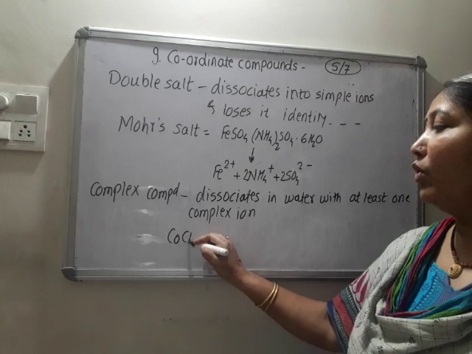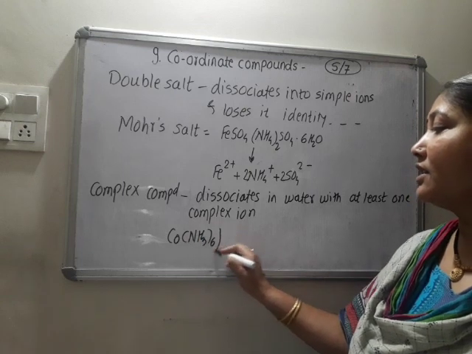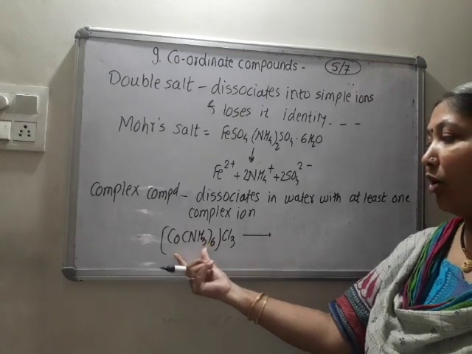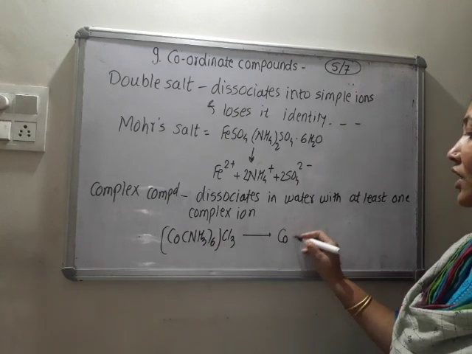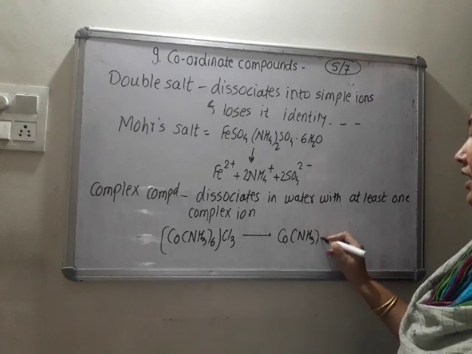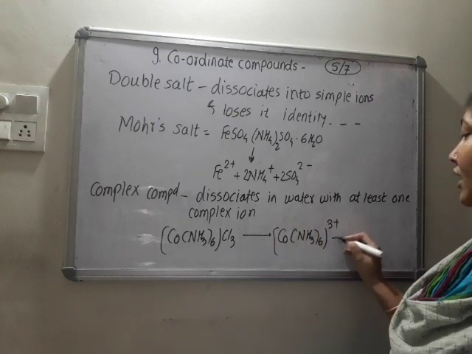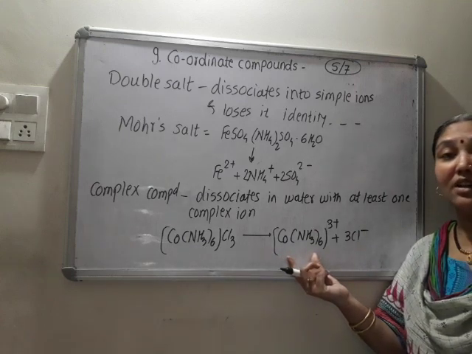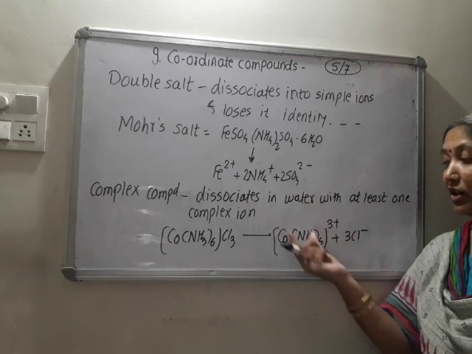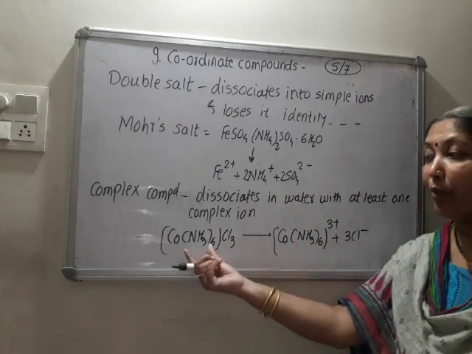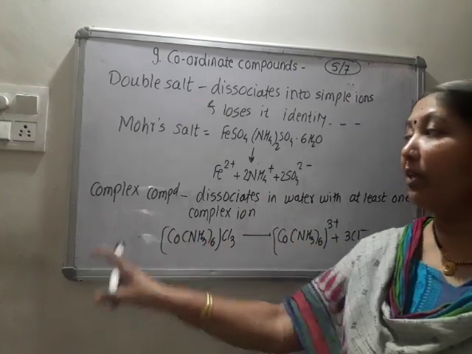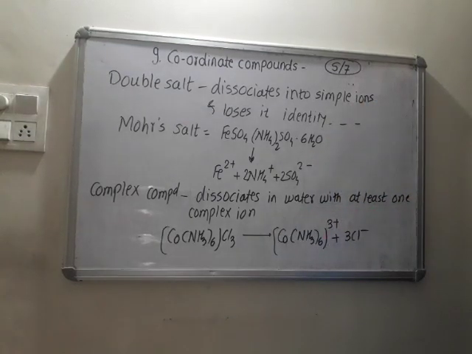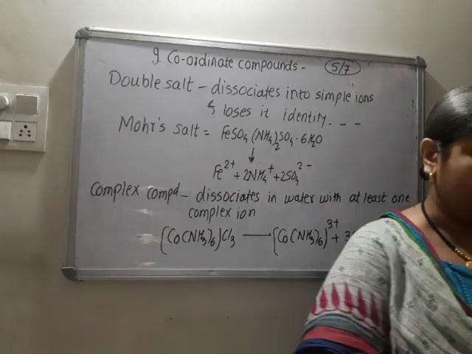Example, [Co(NH3)6]Cl3. If we consider this a coordinate compound, this is the complex and this is the counter ion. So [Co(NH3)6]3+ plus 3 Cl-. This is a complex ion which remains as it is, and its properties are the same. So complex compounds do not lose their identity in aqueous solution. Very important question, usually it is asked.